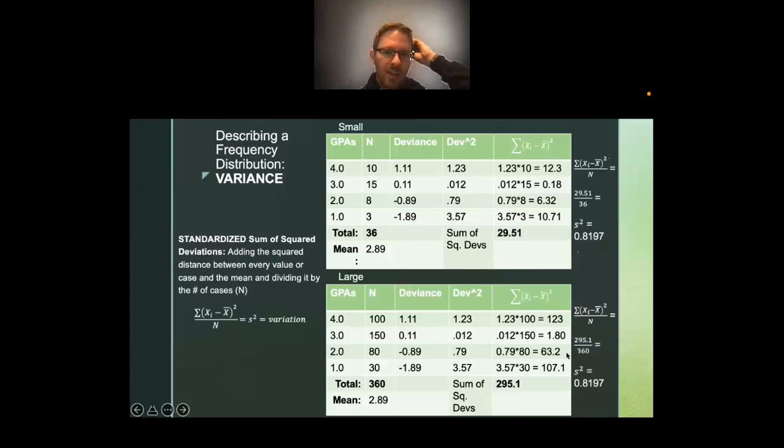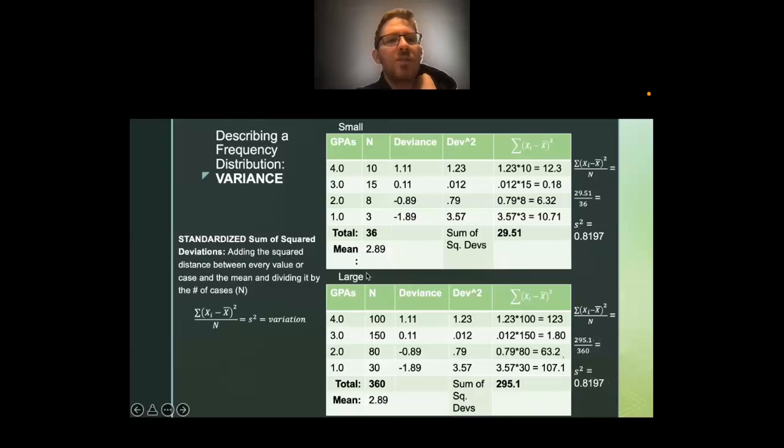For the larger distribution, remember, the sum of squared deviance was 295.1. We divide that by the total n, which is 360, and we find that the variance is actually the same. So it's 0.8197.